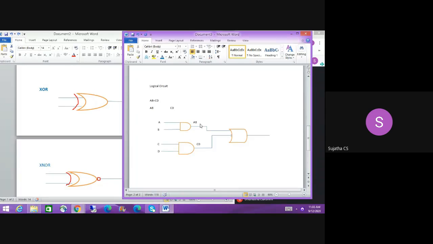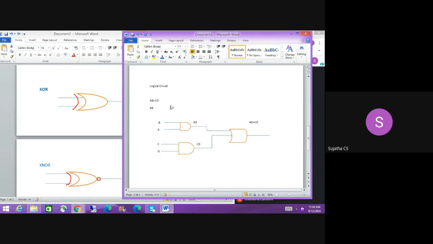So what is the result value we get? A into B plus C into D. Okay, so here we get this result. A into B plus C into D. This is the way you have to draw the logical circuit.